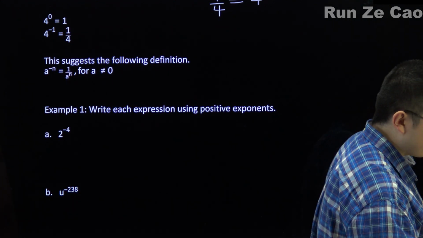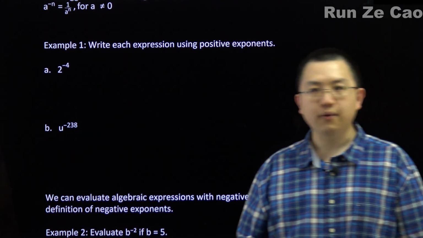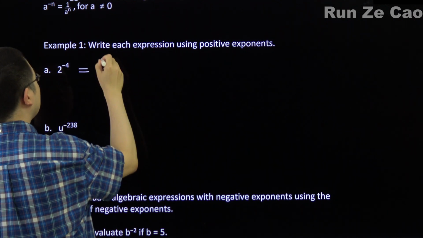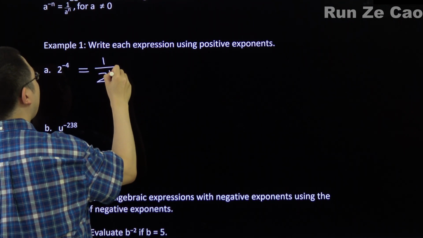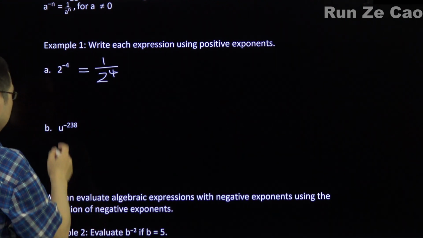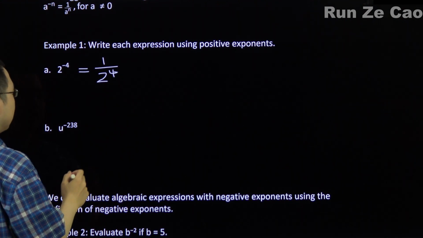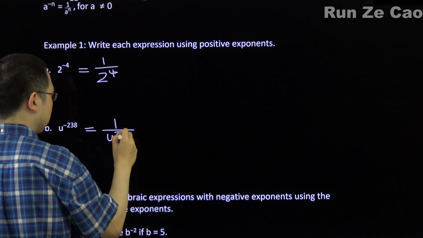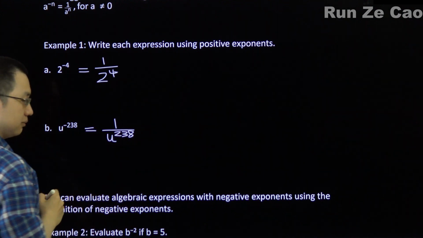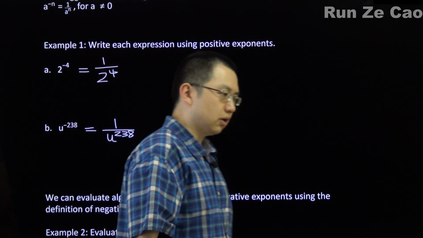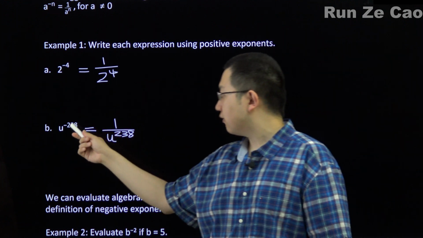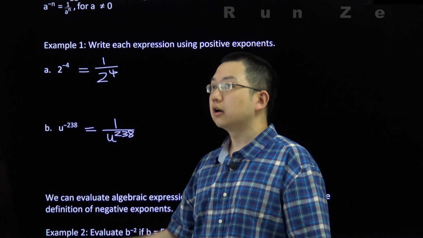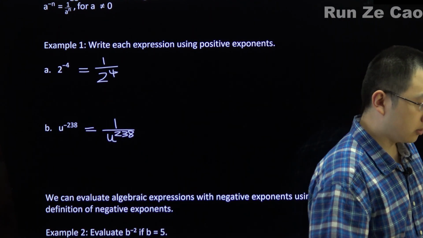Like say we have 2 to the negative 4th power. Well, that is equal to 1 over 2 to the 4th power. u to the negative 238th power is equal to 1 over u to the 238th power. So we just take off the negative symbol and then put it as a denominator and 1 as the numerator, right?